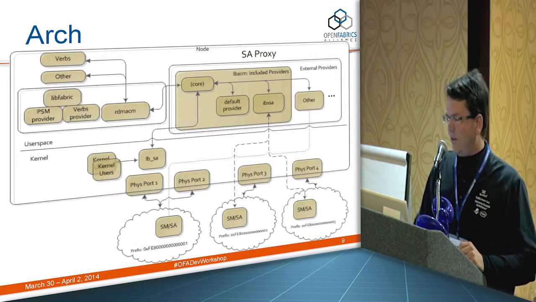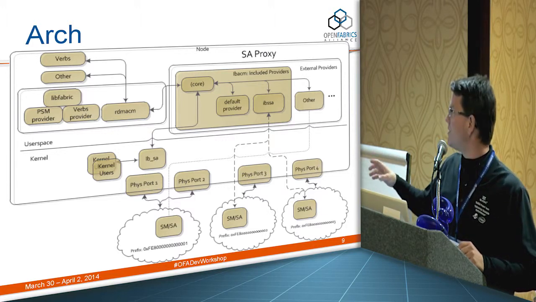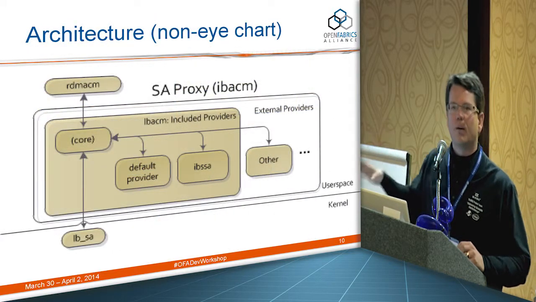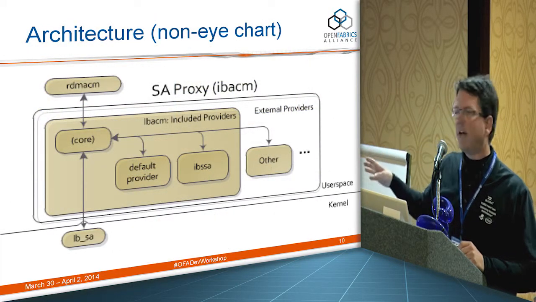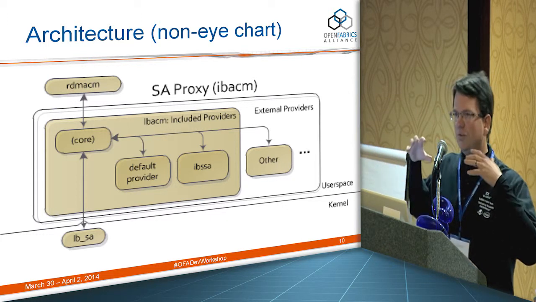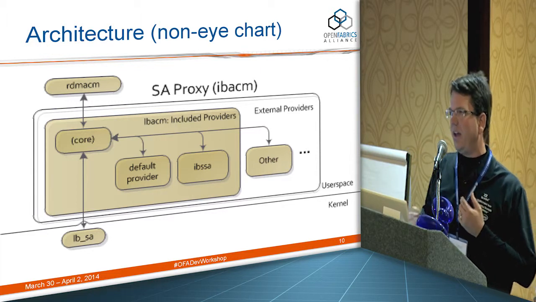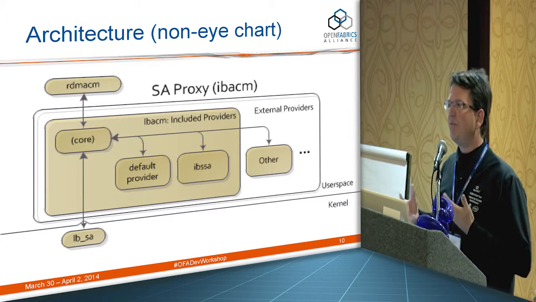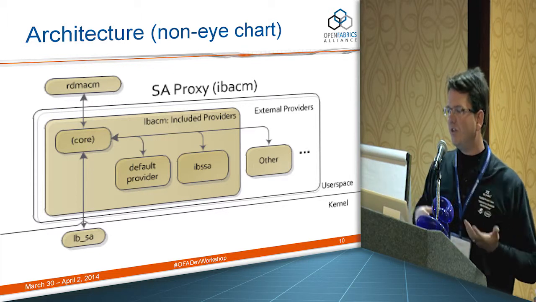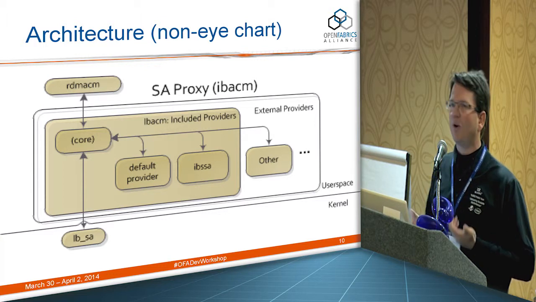So this is an eye chart with the overall architecture. I've thrown a lot of details in there, some of which off to the left has been talked about. But what I'm really talking about here is that RDMACM is our front-end interface. IBACM, we're proposing to re-architect such that it has a core. And for packaging and ease of install, some of these providers are included. SSA would be included in the tree, along with the default providers. And then we could also have external providers. Todd alluded to people who are experimenting.